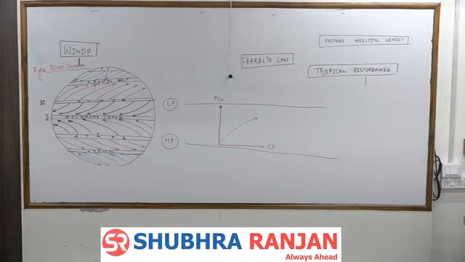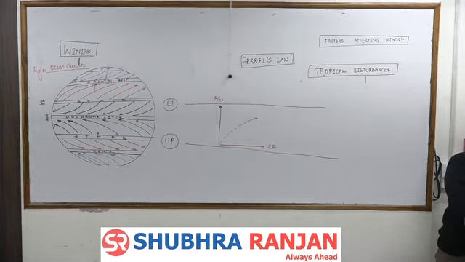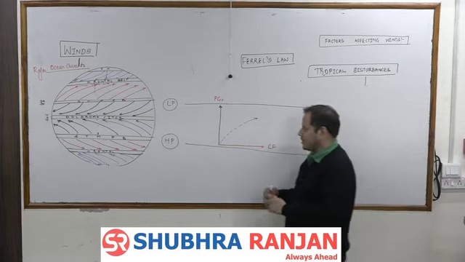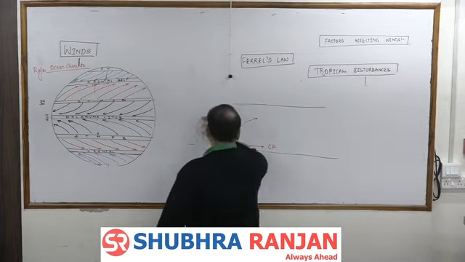First sub point: as the frictional force is less over the water bodies, the speed of wind is greater over the large water bodies.